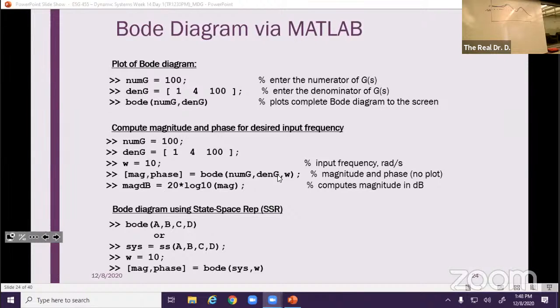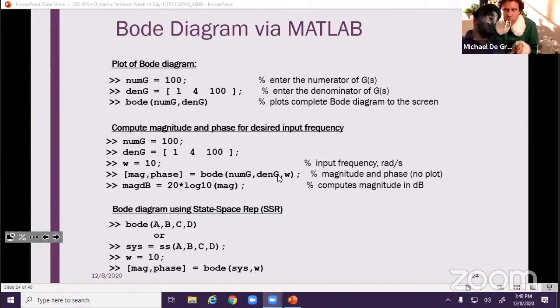You can also give it the LTI system though, right? So if you use the transfer function command and actually make it, you can just throw that in here as well, right? But it will do it automatically if you don't. I mean, that'll just plot a complete Bode diagram. We can also just have it give us magnitude and phase right off the bat.